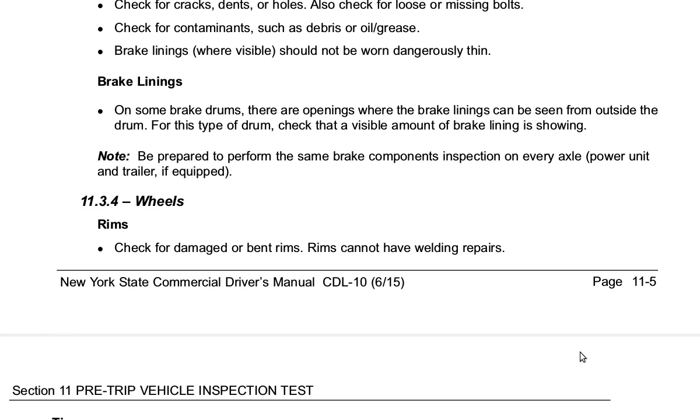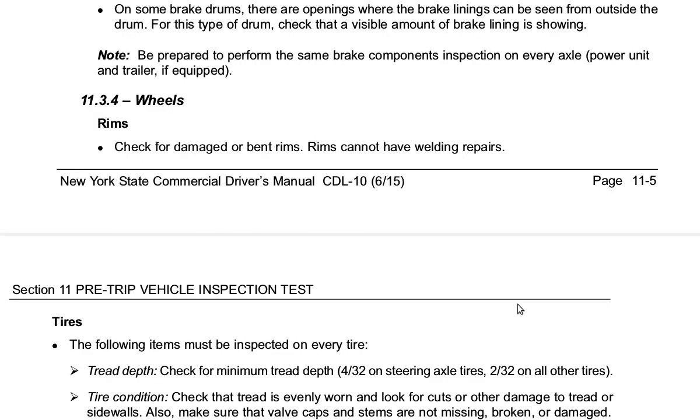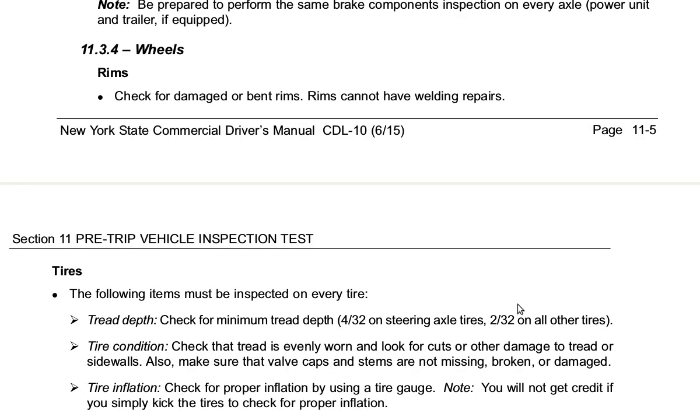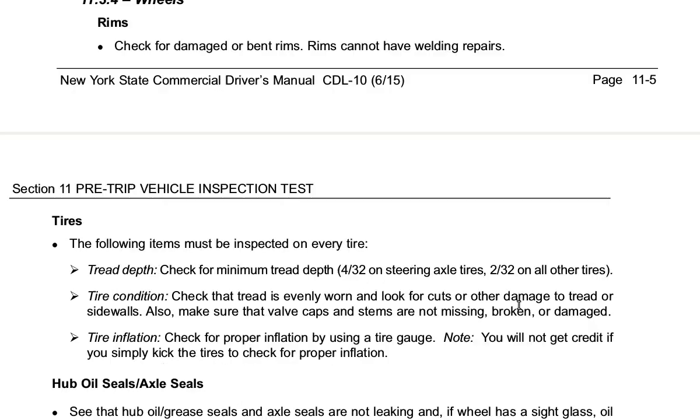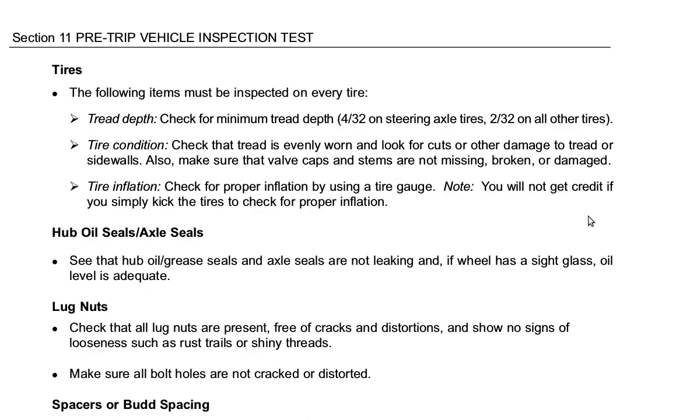Wheels. Rims. Check for damaged or bent rims. Rims cannot have welding repairs. Tires. The following items must be inspected on every tire. Tread depth. Check for minimum tread depth: 4/32 on steering axle tires, 2/32 on all other tires.